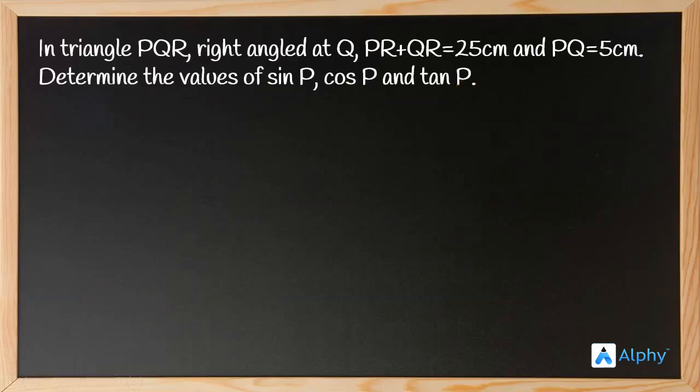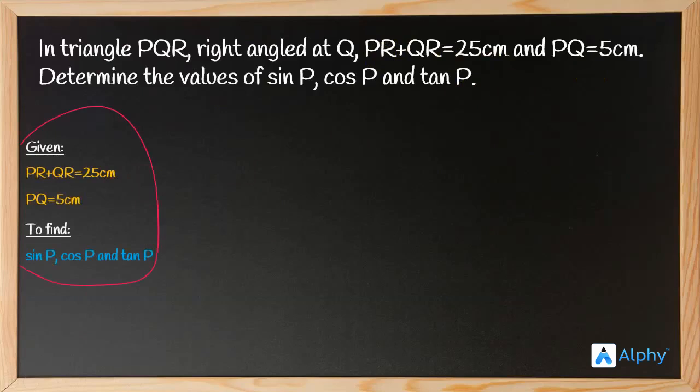Alright guys, so first let's write down what is given to us in the question. It is given to us that PR plus QR equals 25 cm and that PQ equals 5 cm. Right guys? Let's also write down what we have to find in this question. We have to find out sin P, cos P and tan P. Once we've written that, we'll move on to the solution part.